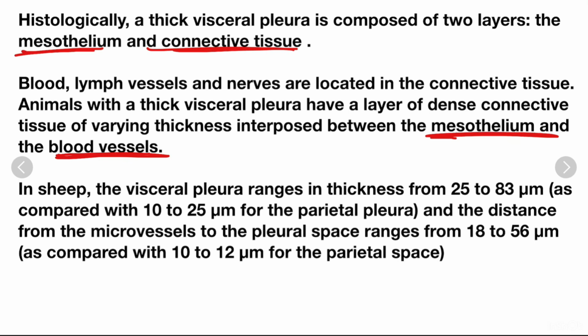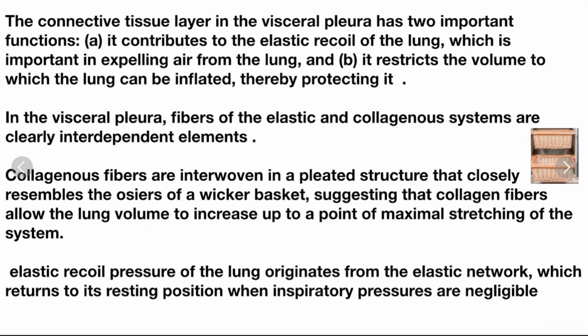In sheep, the visceral pleura ranges in thickness from 25 to 83 micrometers as compared to 10 to 25 micrometers of the parietal pleura. This means the visceral pleura is thicker than the parietal pleura, and the distance from the microvessel to the pleural space ranges from 18 to 56 micrometers, which is more as compared with the parietal pleura. So both thickness and distance are greater in the visceral pleura.